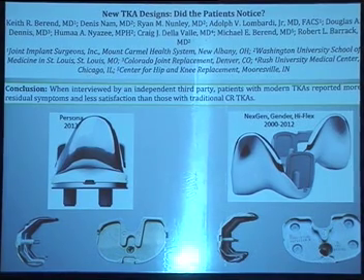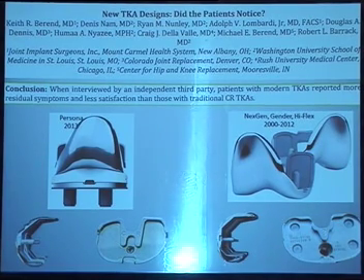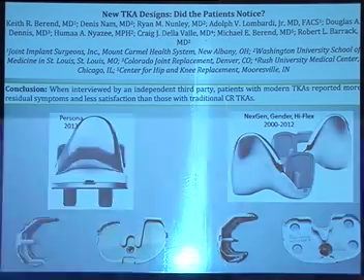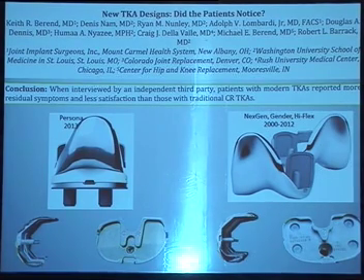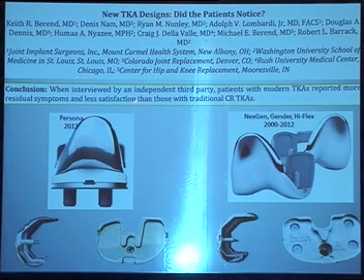Another very interesting study by Doug Dennis and a lot of other people from different centers. They compared the new Persona knee along with the Next Gen high flex knee, which was the previous knee, and in the same patients a third party, not the surgeons themselves, asked which knee felt better. When interviewed by this independent third party, the patients with modern TKAs reported more residual symptoms and less satisfaction than those with traditional knees.